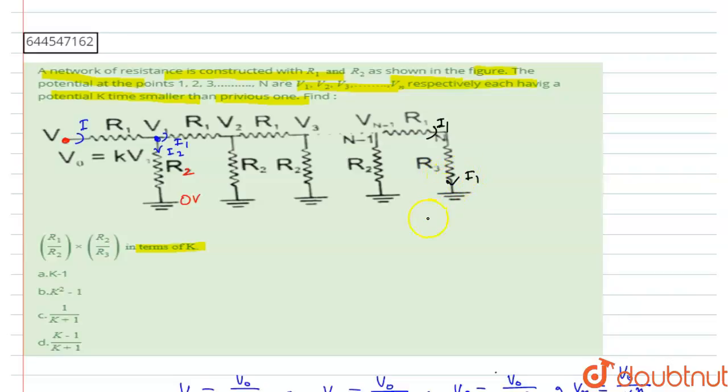Clear? Now from here, this is Vn here. Clear? So I1 is equal to what? Vn minus Vn minus 1, divided by R1. So I1 is equal to (Vn minus 1 minus Vn) divided by R1. And from here I1 is equal to 0 minus Vn divided by what? R3, clear, and both currents are the same.